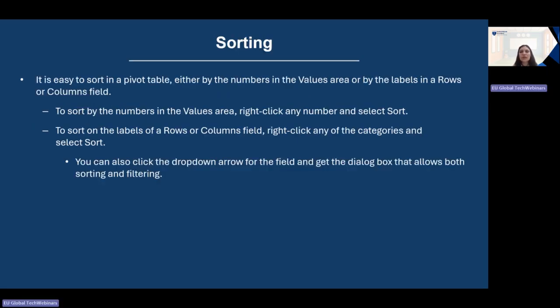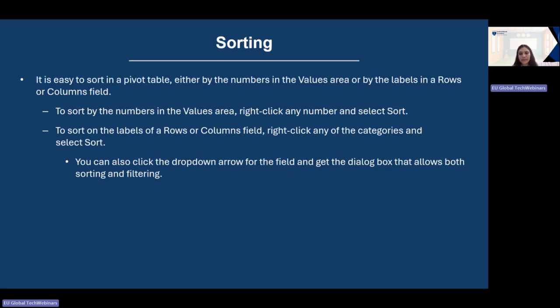Sorting. Sorting is also very important when we have fields and we want to find the numbers in descending or ascending order; you can do that by sorting the field. It is easy to sort in the pivot table either by numbers in the value area or by the labels in the row or column fields. To sort the numbers in the value area, we have to right click any number and select sort.